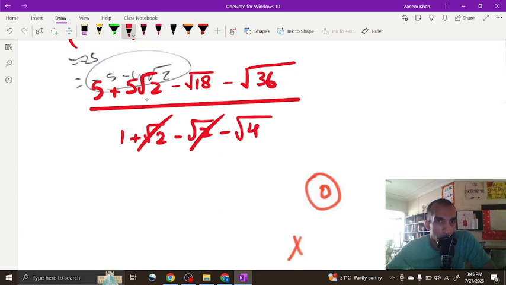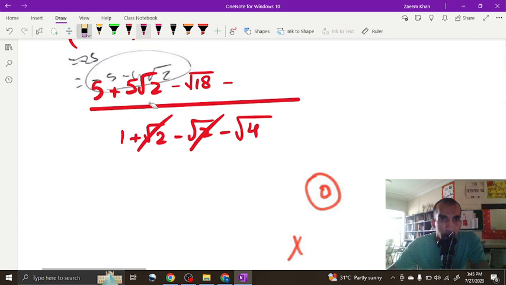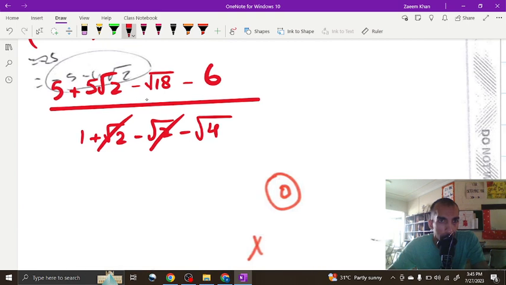I think that's it. What's the square root of 36? 6. So instead of this, let me write down 6. What next? The square root of 18. Is how much?